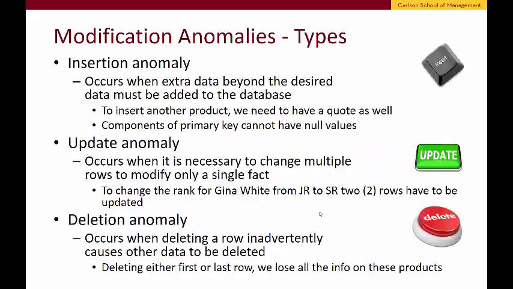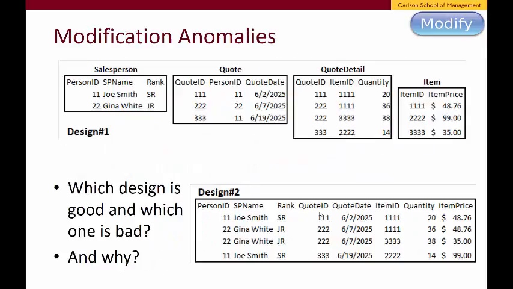So going back here, an update anomaly occurs when it is necessary to change multiple rows to modify attributes of a single entity. To change the rank for Gina from junior to senior, right here, 2 rows would have to be updated instead of just 1 in the salesperson table right here.